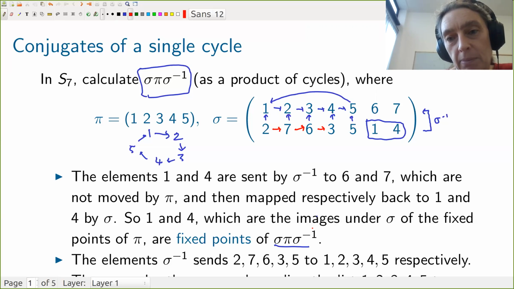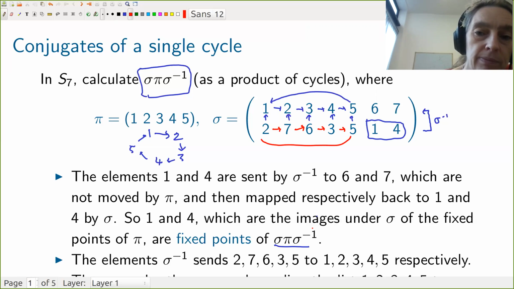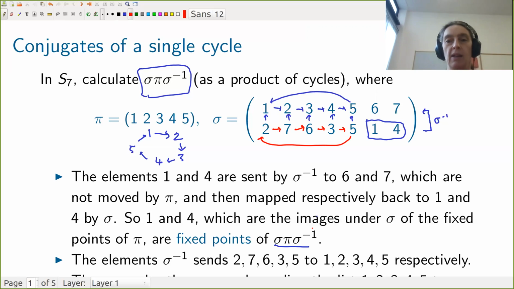3 gets lifted up, moved over, dropped down. So 3 goes to 5, and 5 gets lifted up to 5 by sigma inverse, then cycled around to 1 by pi, then dropped down to 2 by sigma. So overall, the effect on those 5 elements of sigma pi sigma inverse on 2, 7, 6, 3, 5 is that they get cycled around.